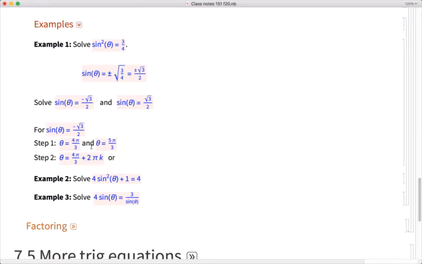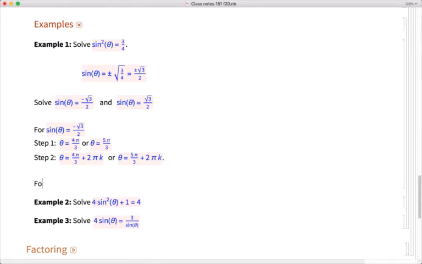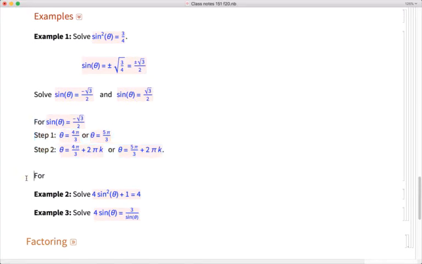I guess really I should be writing or here. It can't be both. So these are the solutions to the first of the two equations, 2 pi k, and for the other equation, let's see if we can expedite this with a little copy paste.